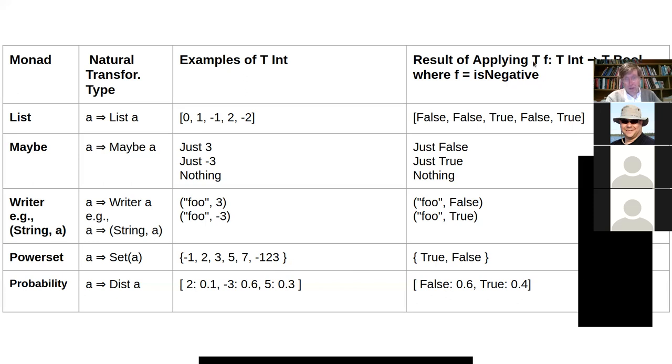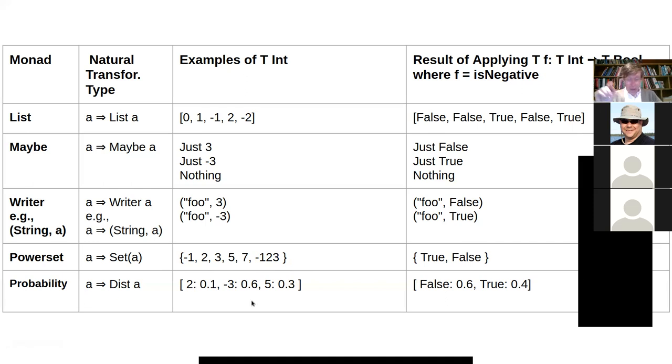That's the result of lifting this function is negative to operate on sets, right? Lifting lets it go from set to set. Great. This is a power set of ints that we're considering, and we can map to a power set of bools.